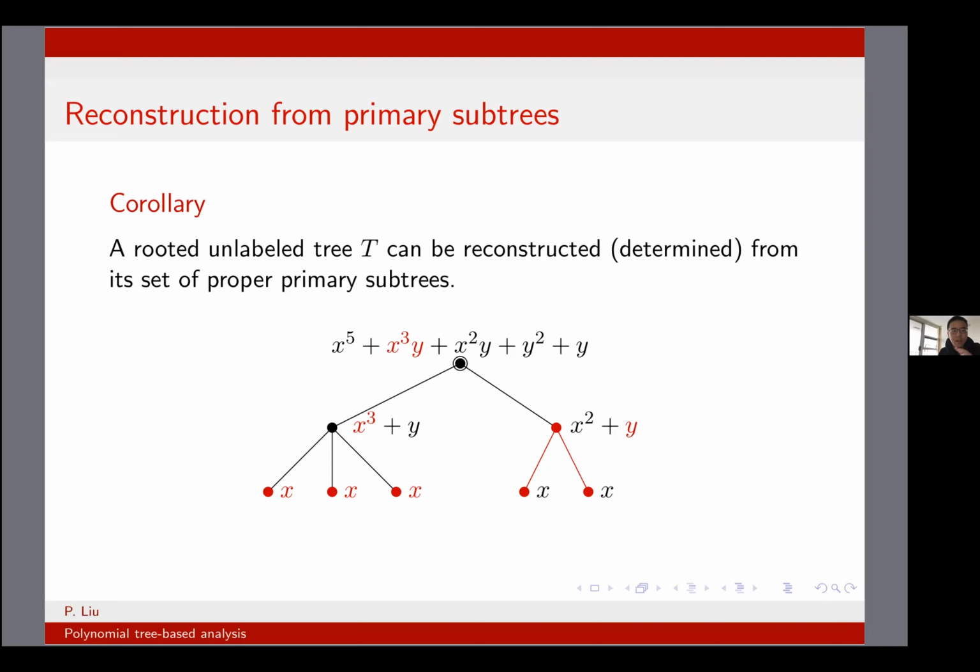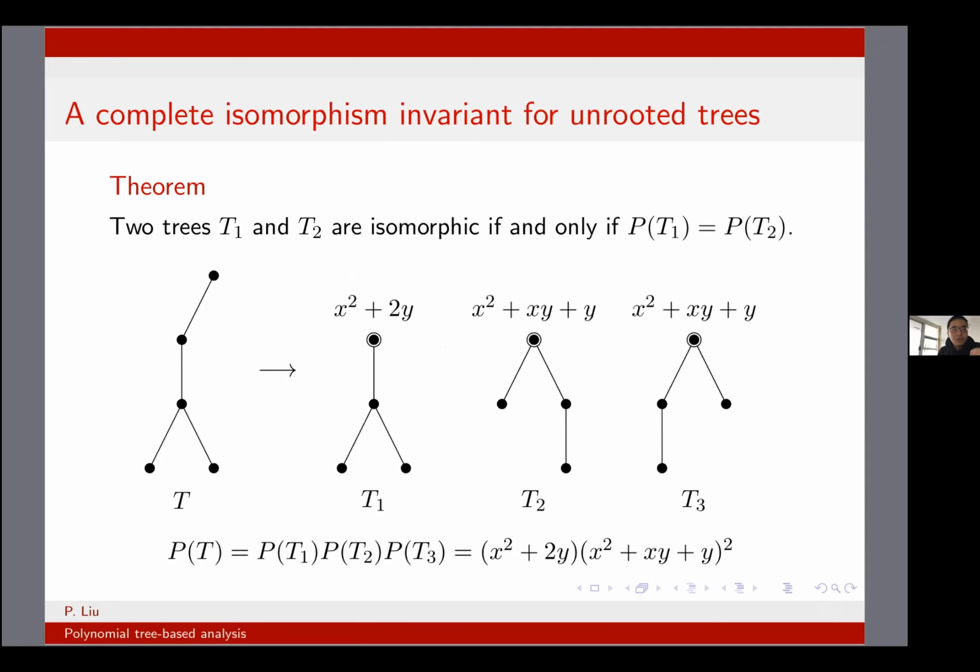So minus y and factor the rest of it, and minus y and factor the rest of it, and then we can reconstruct the tree structure. So in this case, we can basically reconstruct any rooted tree from its primary subtrees, which I think is a nice thing to know. All right, so now we have a complete isomorphism environment for rooted trees.